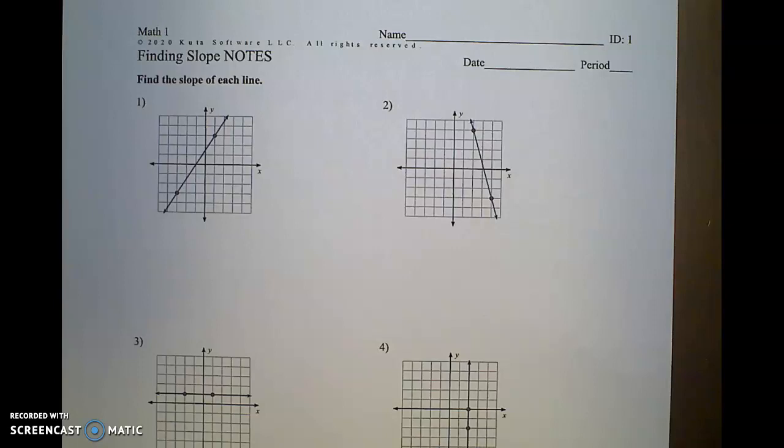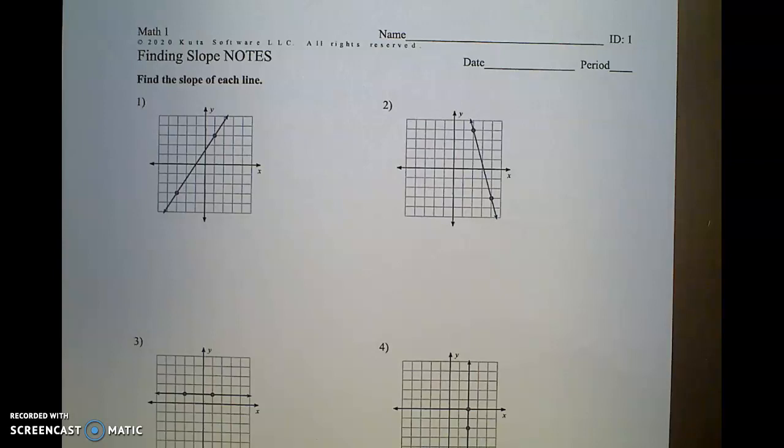Good morning. These are the e-learning notes for April 13th for Math 1. So today we're going to review the concept of slope, finding slope from a graph line, and finding slope given 2 points, not on a graph. And also we're going to review the characteristics of quadrilaterals.